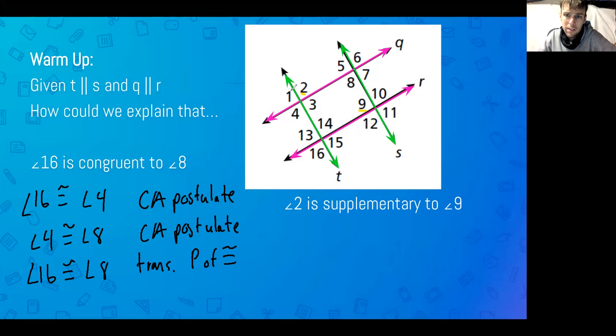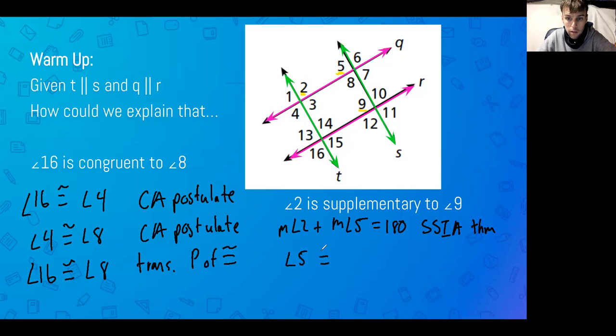What I'm going to do is this. I'm going to say, instead of angle 2 being supplementary to angle 9, I'm going to say angle 2 is supplementary with angle 5, because those are same side interior angles. So the measure of angle 2 plus the measure of angle 5 equals 180, because of the same side interior angles theorem. And angle 5 and angle 9 are congruent because they are corresponding angles with a common transversal.